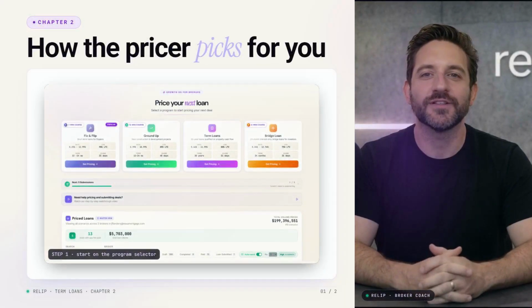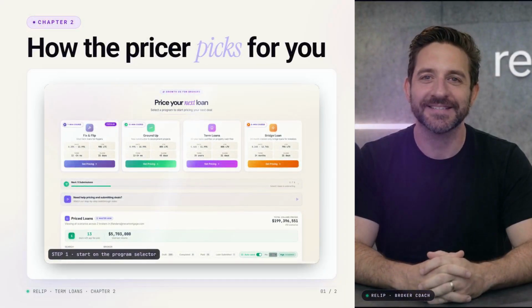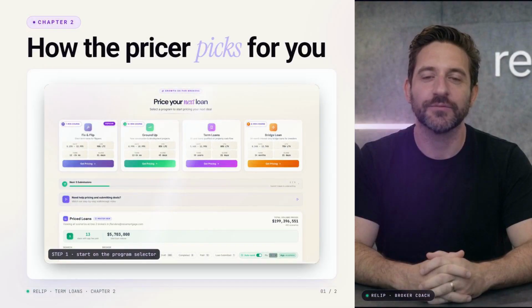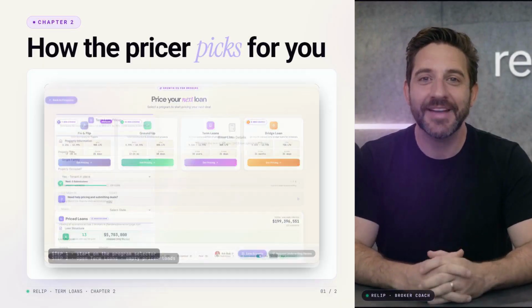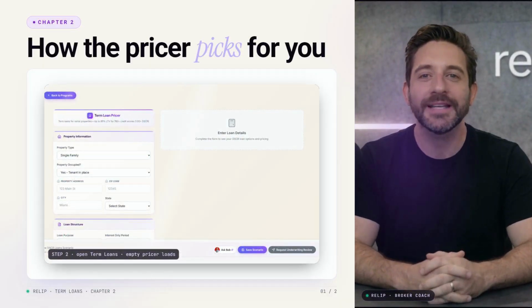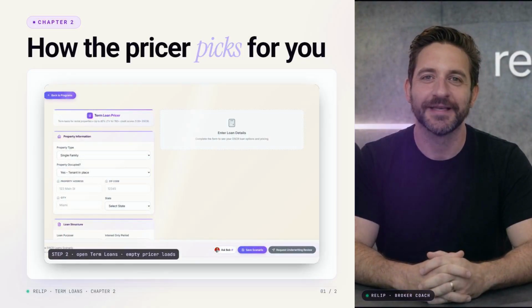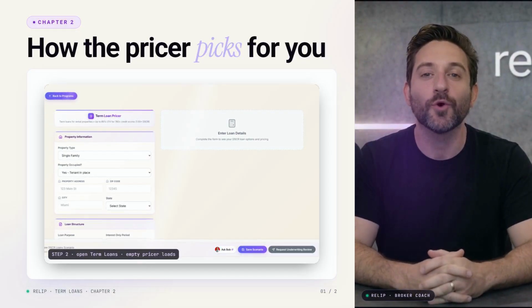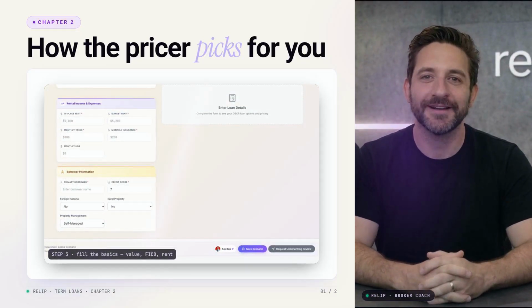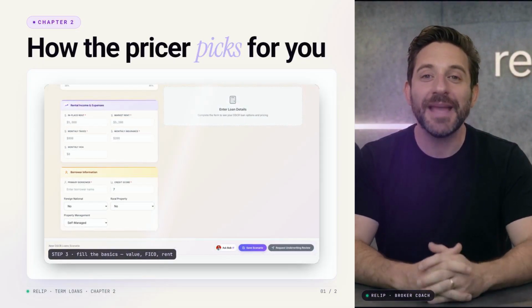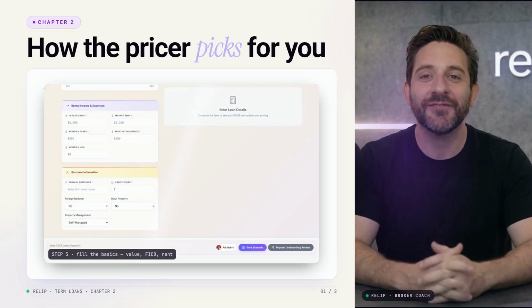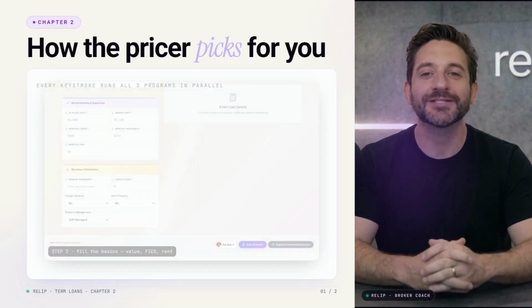Here's what happens when you fill in a deal on the pricer. You type in the basics: loan amount, property value, the borrower's credit score, what type of property it is. The moment any of that changes, our system fires off one calculation that tests the deal against all 3 programs at the same time. For each program, it answers 4 questions. Does the deal qualify at all? What's the maximum loan we can give? What would the monthly payment look like? And are there any red flags the lender would catch? Then it picks a winner.